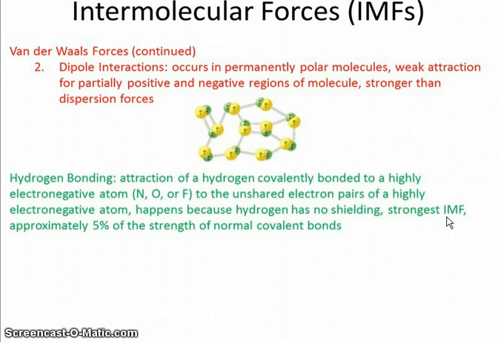So this is the strongest of our intermolecular forces, and in fact it's so strong that it accounts for about 5% of the strength of a normal covalent bond. And so if I wanted to rank these from weakest to strongest, we would start with dispersion being the weakest, then transition into dipole interactions, and finally hydrogen bonding being the strongest of all these attractions that we've mentioned.